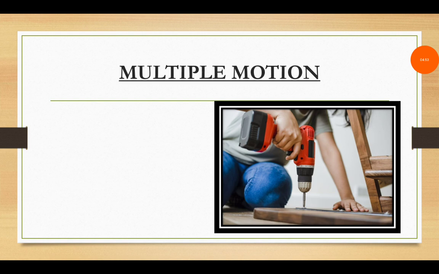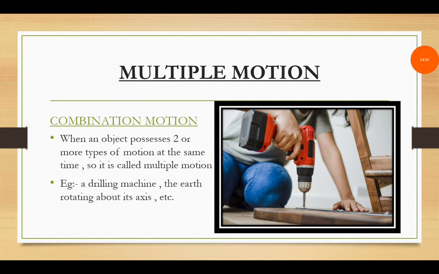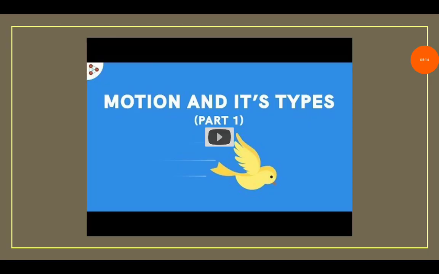Then we have multiple motion, or we can say combination motion. When an object possesses two or more types of motion at the same time, it is called multiple motion. For example, a drilling machine, the earth rotating about its own axis, etc.